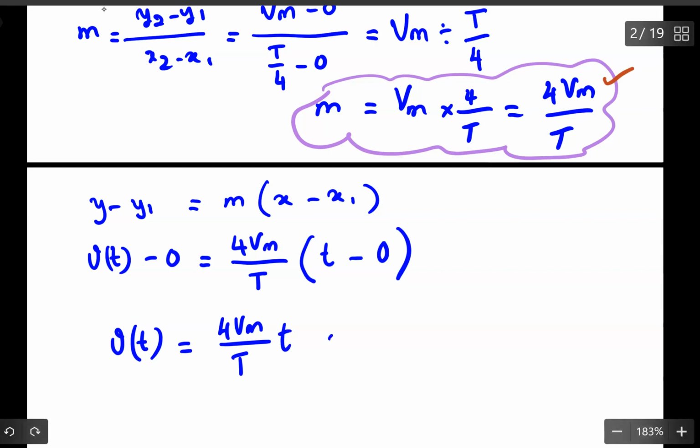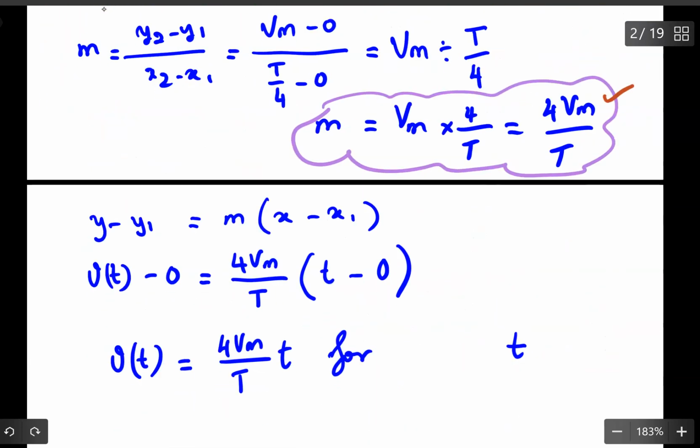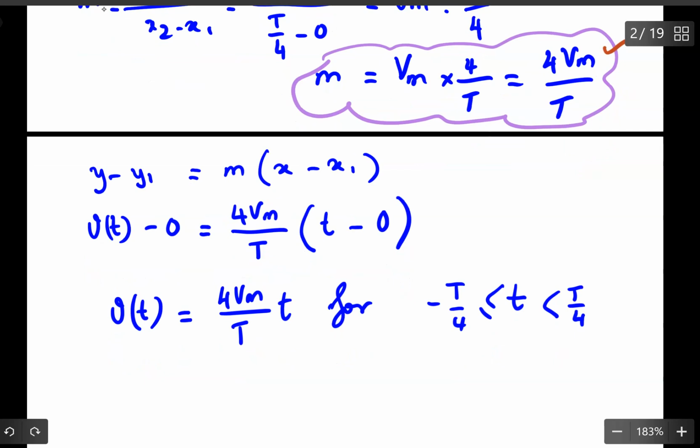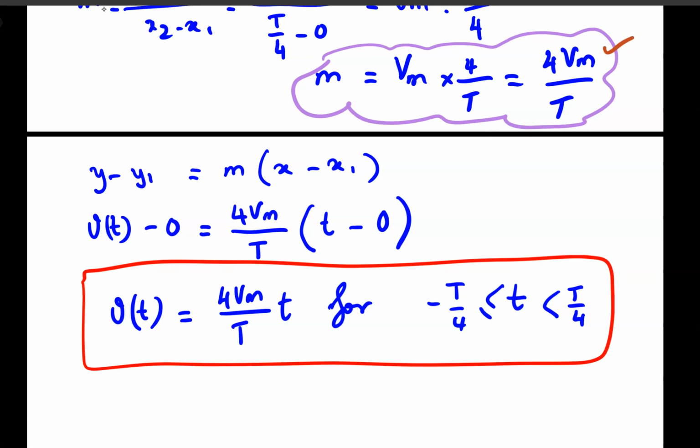So this is the equation for the period T as we identified up here, for t less than T over 4 and greater than or equal to negative T over 4. So this is one equation for the split function. That's the first one that we found.